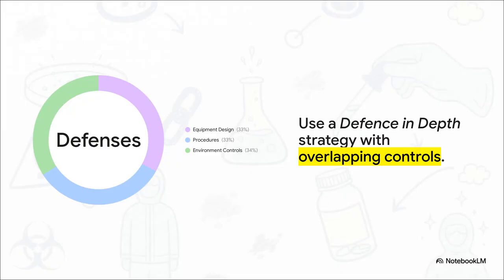And all of this builds into a comprehensive strategy we call defense in depth. You basically never want a single point of failure. Your defense is made of multiple, overlapping controls. It breaks down to roughly a balance of good equipment design without dead legs, robust and validated cleaning procedures executed by highly trained operators, and strong environmental controls like dedicated HVAC and strict personnel flows. It's like a giant safety net. If one layer fails, the others catch the threat.